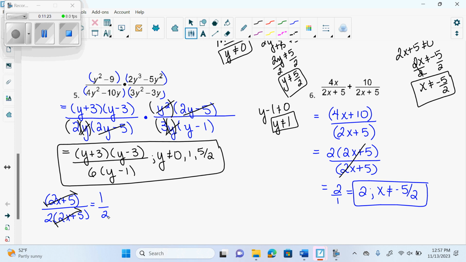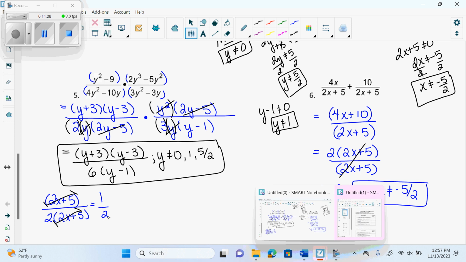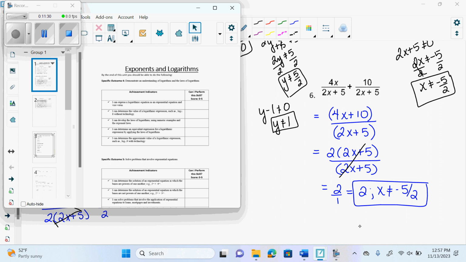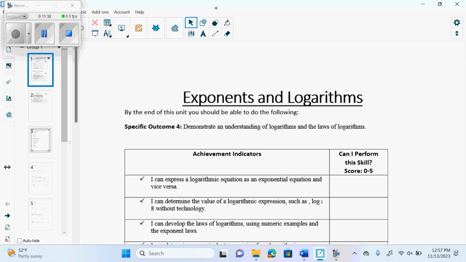All right. We're going to finish the second half of this tomorrow. You're going to have some polynomial homework tonight, but I want you to flip to here, the new unit.